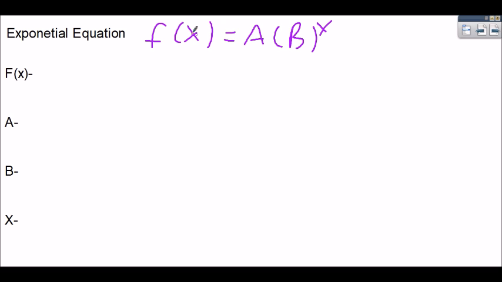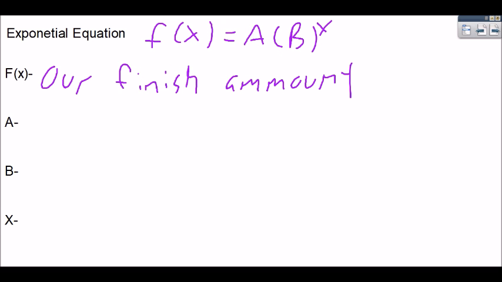So what does each one of these mean? f of x just means our finished amount. And so the way to view this is I put money in an investment. After so many days, how much money will I earn? a is our initial amount. So how much money did we start with?